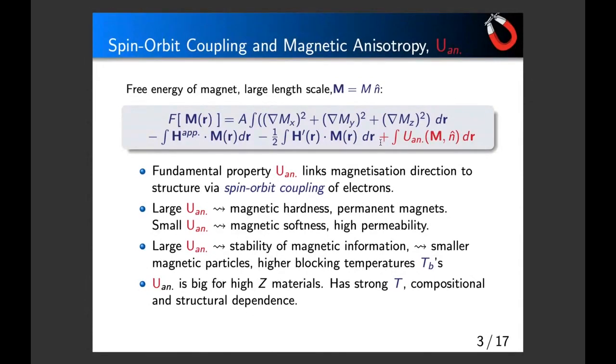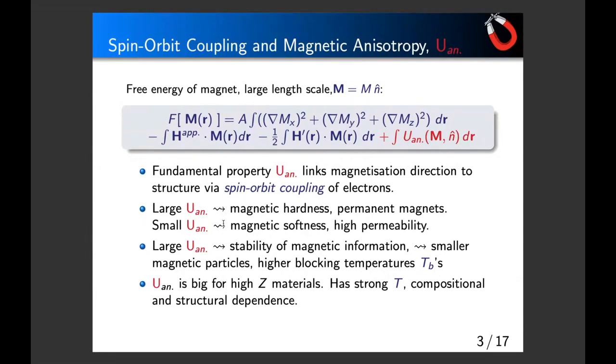It's fundamentally coming from these spin-orbit coupling effects. So just as a recap, it's a fundamental property, and it's linking the magnetization to structure via, as I said, spin-orbit coupling. If U is large, then this would be symptomatic of a material which is magnetically hard. So this is where the permanent magnets have large U. For small anisotropy, these are the materials which have high permeability, very soft magnetically.